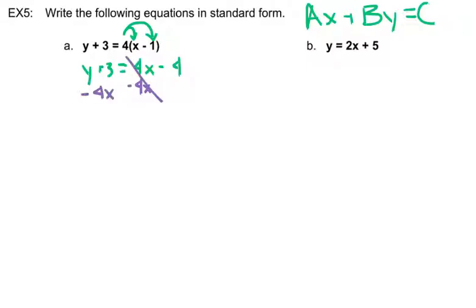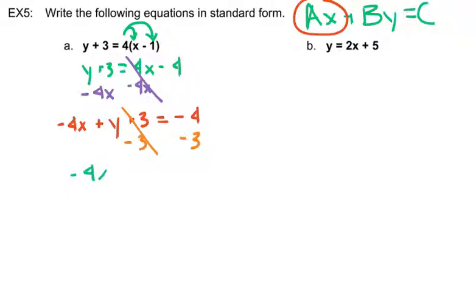This cancels out. I'm left with negative 4x plus y. Notice how I always put x first, just like the equation. Plus 3, that 3 didn't disappear, equals negative 4. Now the 3 is in the way, I've got to get rid of that too. So I'm simply going to subtract 3 from both sides, do the opposite of what's happening. Those cancel out. And I am left with negative 4x plus y equals negative 7. That is standard form.